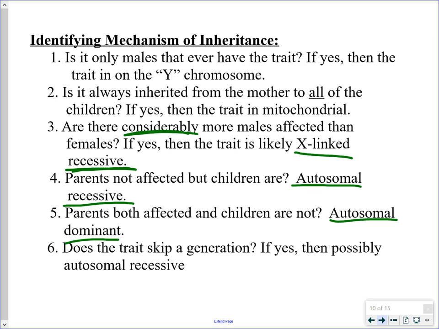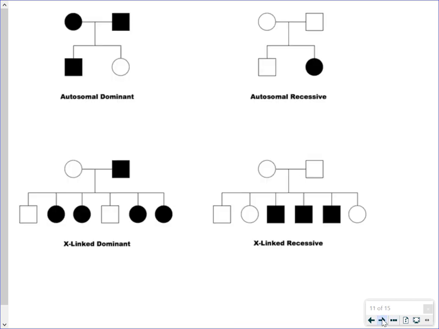And again, also look, does it skip a generation? That's a bit of a clue that maybe also it is going to be autosomal recessive. So we'll take a look at a few very simple pedigrees here first, and then finish off with some that are a little bit bigger.